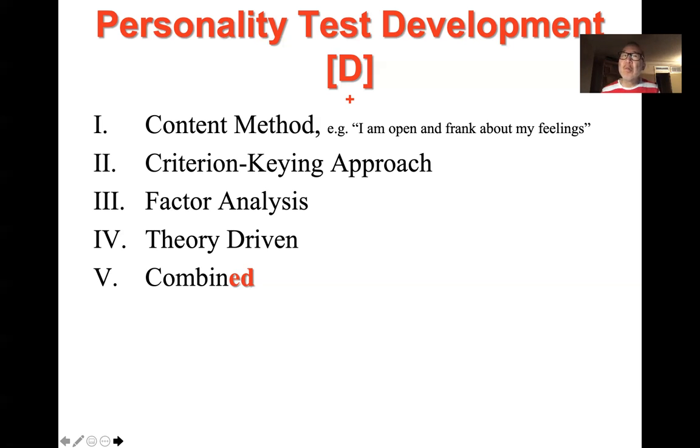Many tests are actually a combination of these different methods. Well, the Minnesota is mostly criterion keying and factor analysis and content, not so much theory driven. But you can also have other tests which utilize all four to varying degrees in order to construct the personality test.